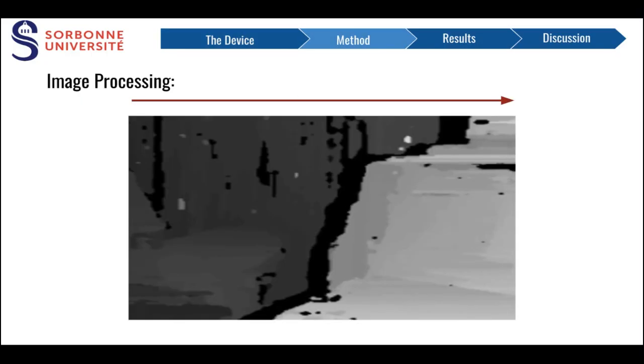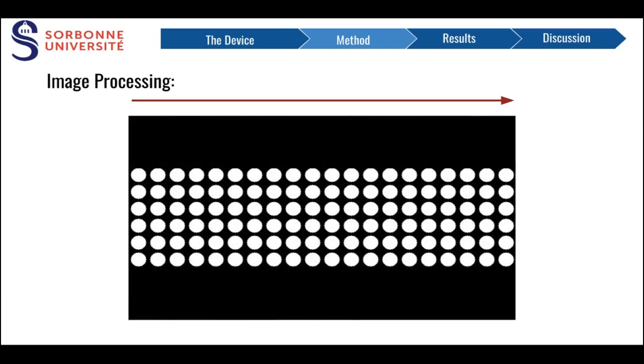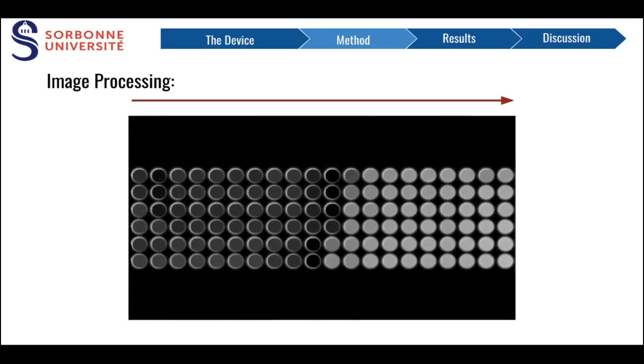To process the image, we resize it in order to be able to apply the mask full of circles and simplify the colors. Next, we select the color of the circle with the lightest color in each column. As a reminder, the lighter the shade of gray, the closer an object is.